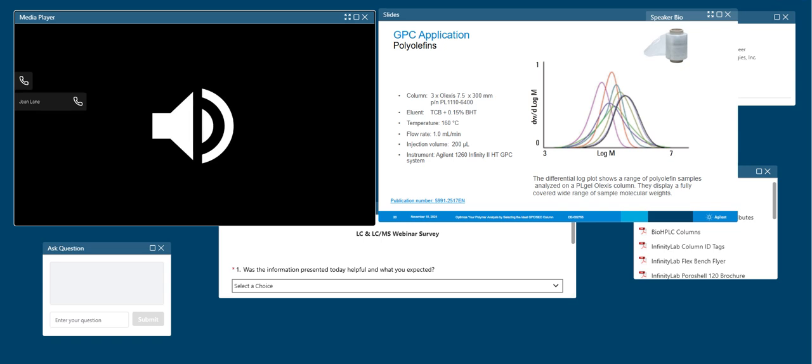Here we're showing a series running various molecular weight polyolefin samples. Our example shows the differential log plots for our various polyolefin samples, clearly showing that the molecular weight range for the Alexis column can cover the various molecular weight differences and distribution for all our polymer samples.